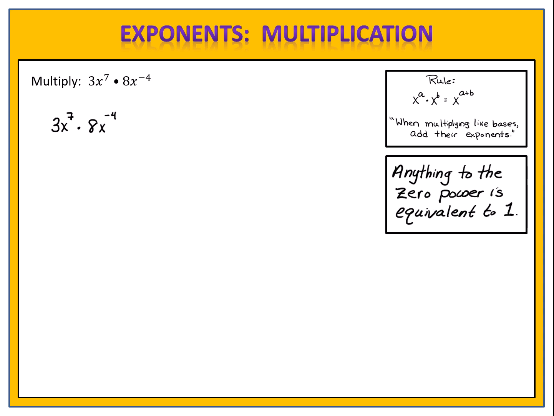We begin by multiplying the coefficients, 3 times 8, and then we identify the like bases, which are the x's. We add their exponents, 7 plus negative 4. 3 times 8 is 24, and x has an exponent of 7 plus negative 4, which is 3. 24x to the third.